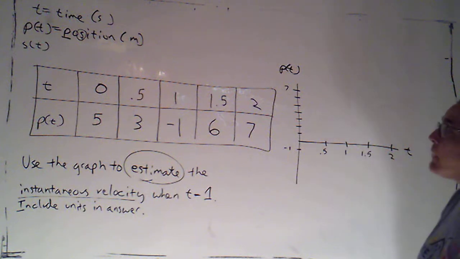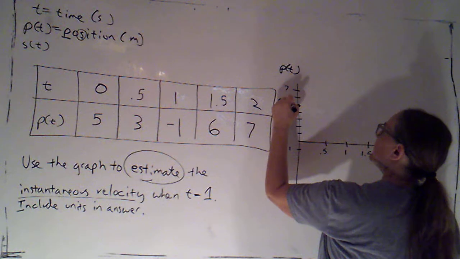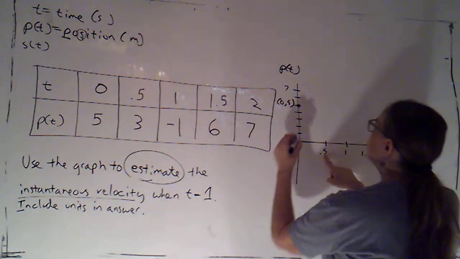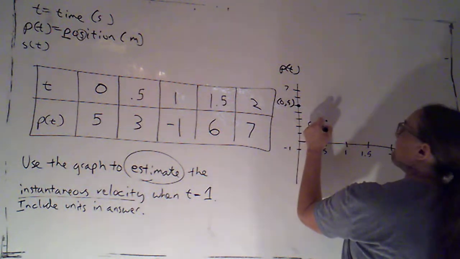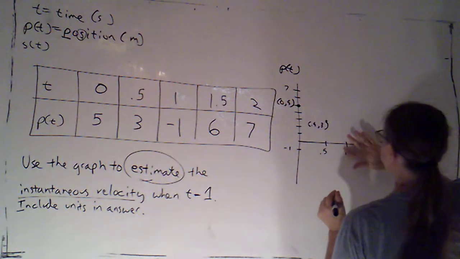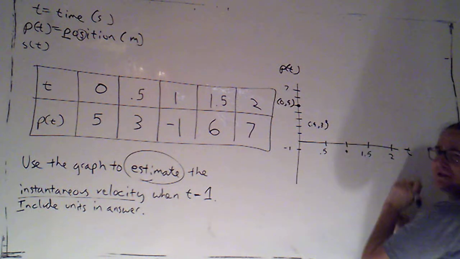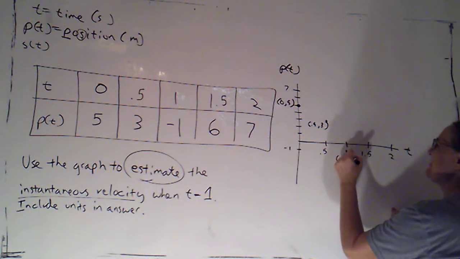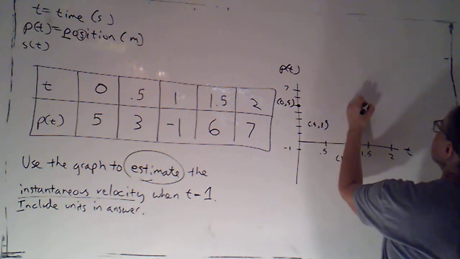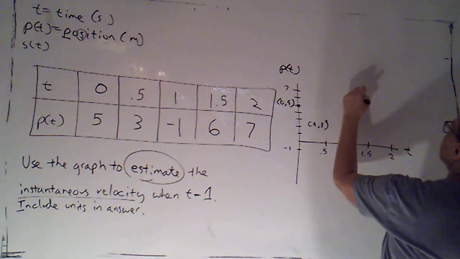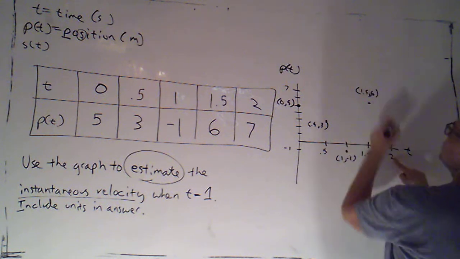Okay. So I can now plot my points. I've got the point 0, 5, 0.5, 3, 1, -1. Now, because I need to put that right about where I had labeled 1, I'm just going to erase that labeling and label the point 1, -1. Then 1.5, 6, and then 2, 7.